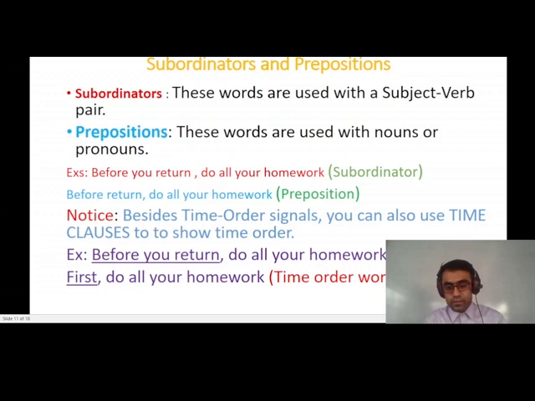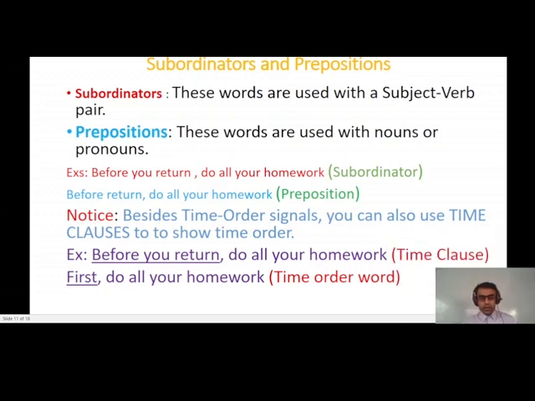Notice, besides time order signals, we can also use time clauses to show time order.